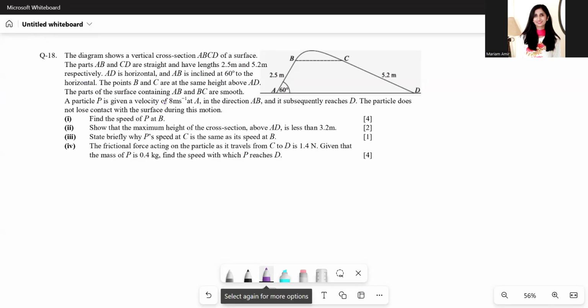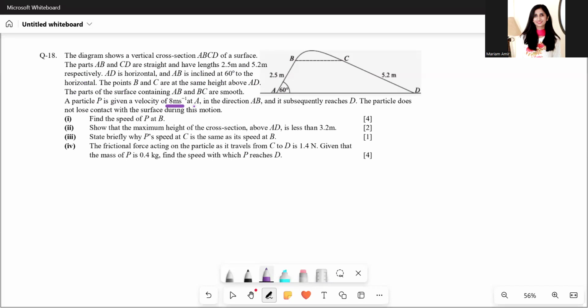A particle P is given the velocity of 8 meters per second at A in the direction of AB, and it subsequently reaches D. The particle does not lose contact with the surface during this motion. Find the speed of P at B. Okay, so we need the speed here. So let's look at this surface.